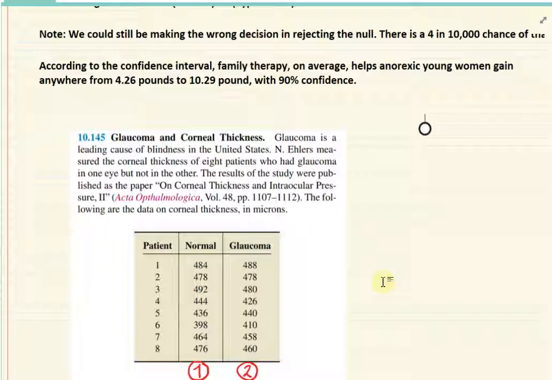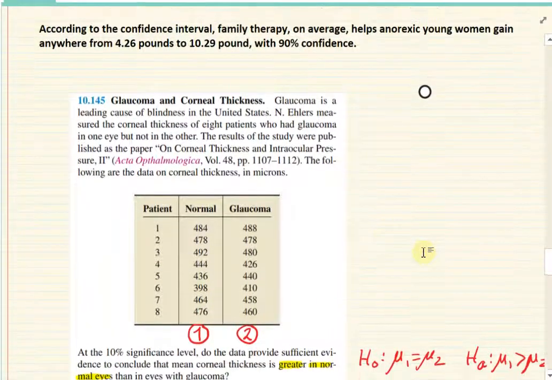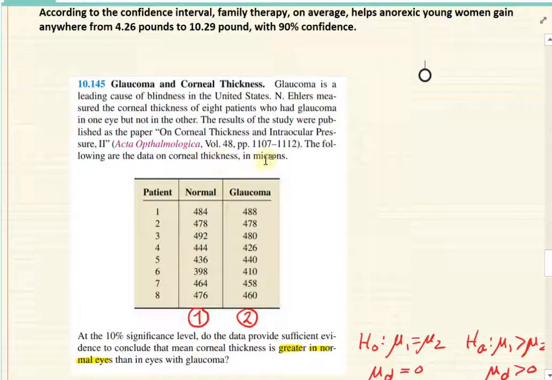Okay, the result of the study is published, and you can actually Google this citation. If you search for corneal thickness, you can see the full article. It's interesting. So here's the actual data. Now these data are in microns. The thickness is in microns. Micron means 10 to the negative 6 power. So 484 means 484 times 10 to the negative 6. That would be in inches. So that's how tiny that measurement is.